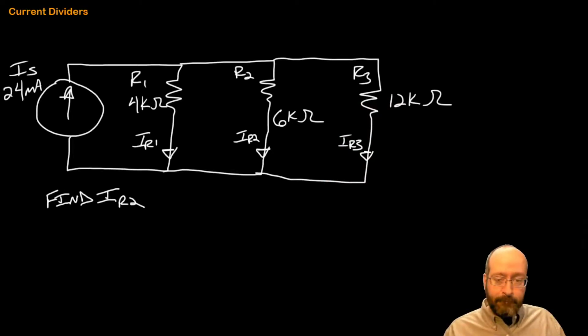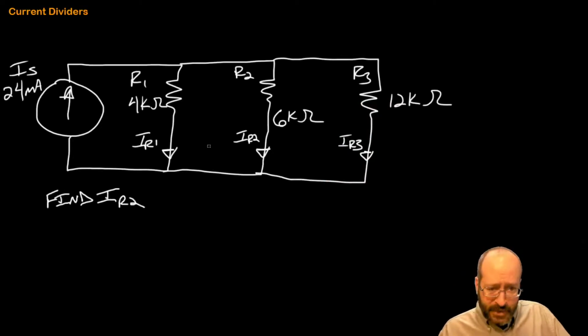With the voltage divider, it was nice and straightforward. We just tacked some terms onto the denominator. With the current divider, we have to remember that we're limited to two parallel branches because of the way that it's derived. So I have a circuit with three parallel branches, and we're going to go find those currents. And that circuit looks like this.